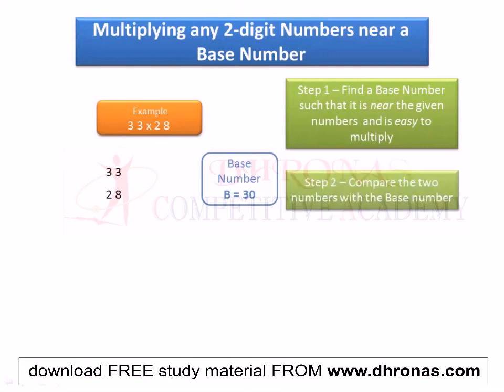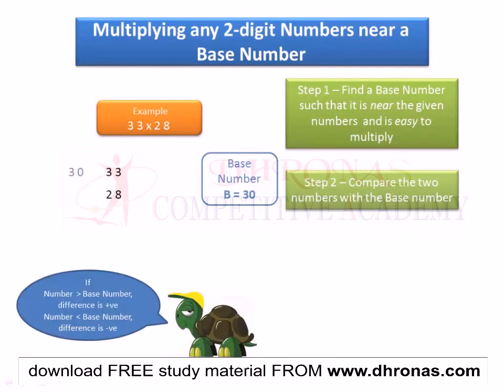The next step is to compare 33 and 28 with this base number. So we take 30, compare that with 33, and we know 33 is 3 more than 30, so we put a plus sign in front of the 3. And next we compare 30 with 28. We know that 28 is 2 less than 30, so we put -2 as the difference.